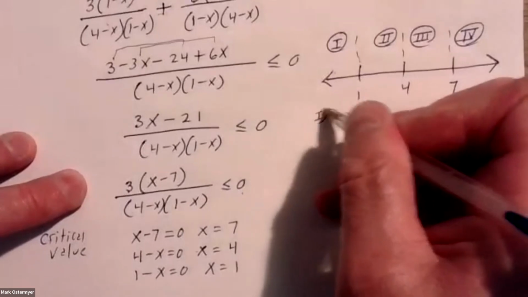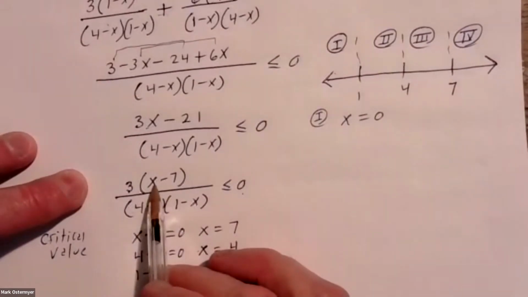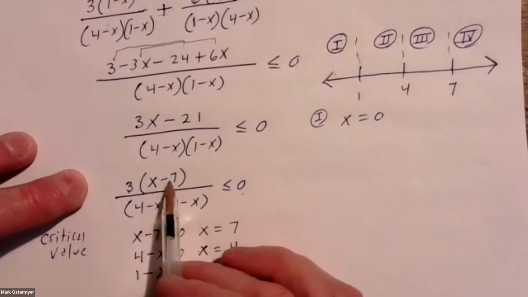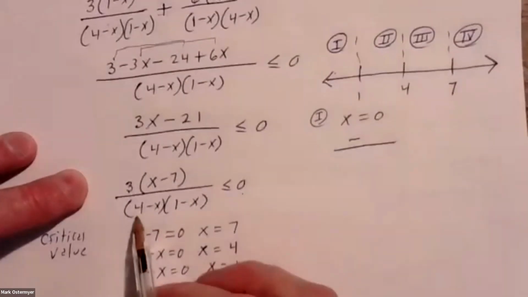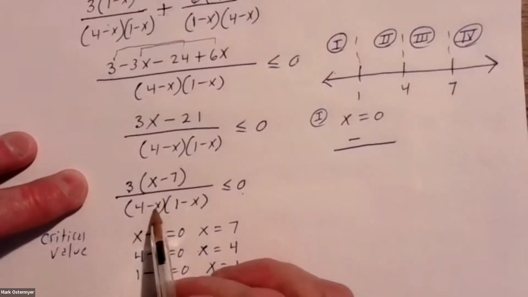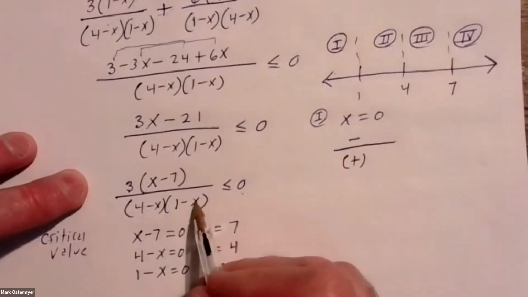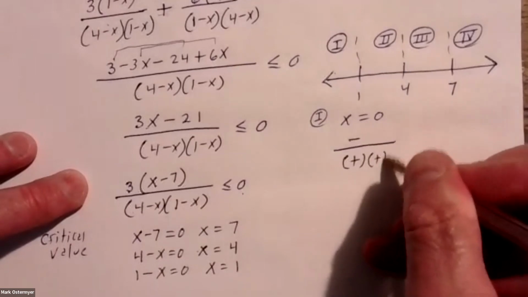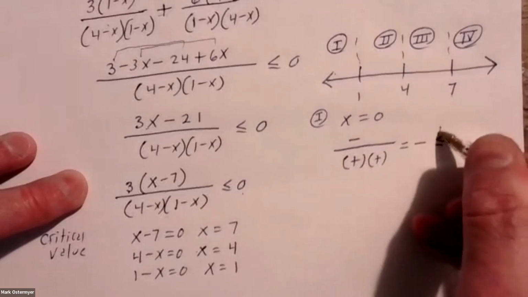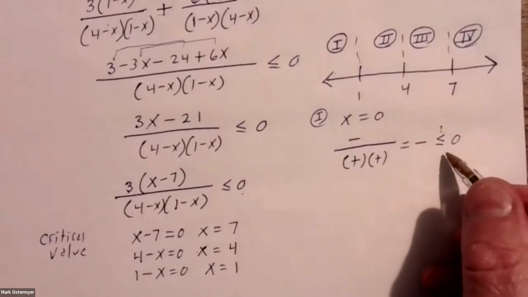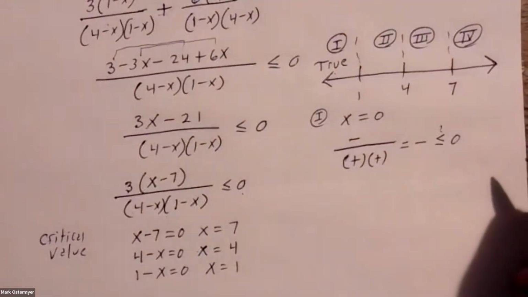Interval number 1, I'm going to choose something less than 1. I'm going to let x be 0. Put 0 in here, 0 minus 7, this will be a negative. And a negative times a positive, the numerator will be a negative. If I put 0 in down here, I have 4 minus 0, that's going to be a positive. 1 minus 0, this will be a positive factor. So I have a negative divided by a positive, which is a negative, and is a negative less than or equal to 0? A negative, yes, is less than 0, so solutions will be coming from interval number 1.